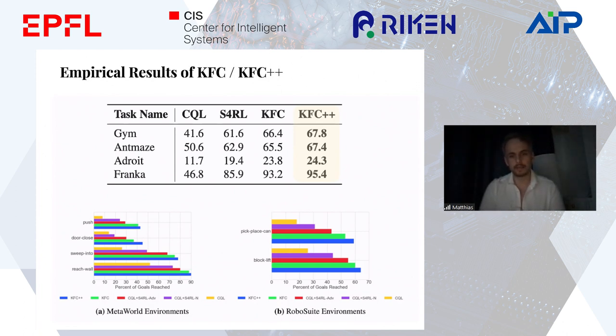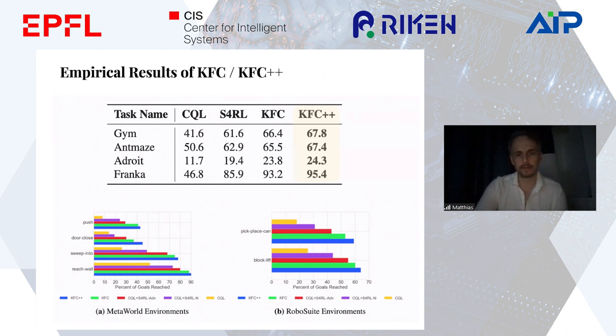In green and blue, we have again KFC++ and KFC, and we see the same pattern: KFC++ is always a little bit better than KFC and is better than CQL plus S4RL, which are the random shifts. They have one variant of it which performs the best, and we have taken this as a baseline here. So concluding, we find that our method improves the state of the art of model-free reinforcement learning quite consistently over this wide range of tasks.